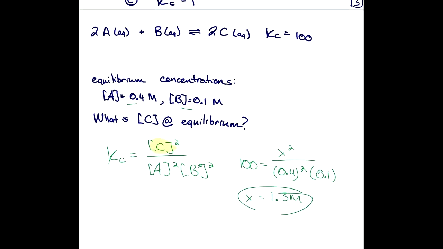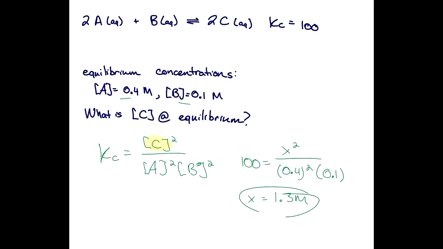And since this is Kc, molarity is A-OK. Right? X in this case is the concentration of C at equilibrium. All of these are equilibrium concentrations, so just plug those into the K expression. No ice table needed. To check yourself, plug all these equilibrium concentrations back into K, and you should get 100 come back out. If you do 1.3 squared over 0.4 squared times 0.1, you should get 100, hopefully.